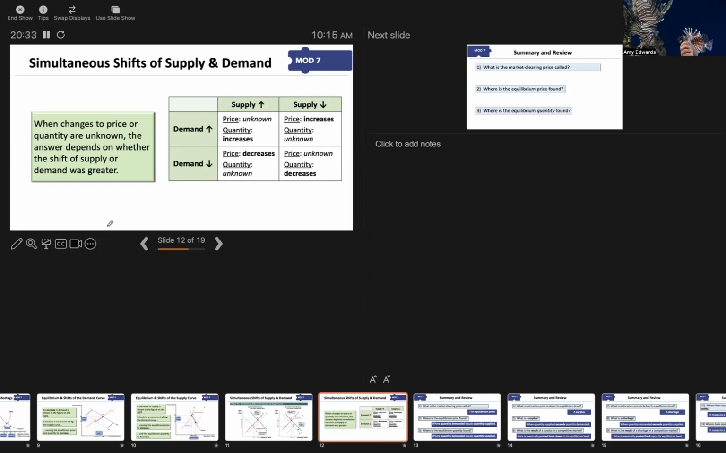So if you look at this example, you can see price goes down. But if I did where supply was just a little bit, but demand was a lot, and I'm sorry, this is really crude, price is going to go up. If they shift the exact same, price is going to stay the same. So that's what the unknown means. Price could go up, price could go down, price could stay the same, depending on how much each one goes up.